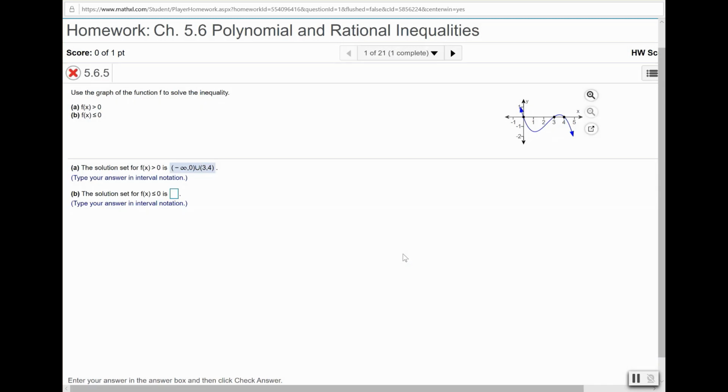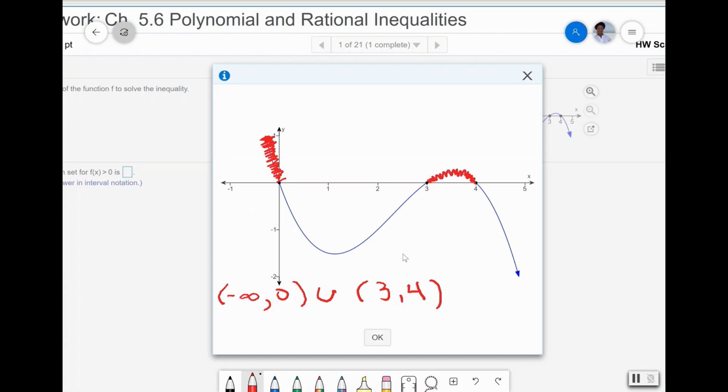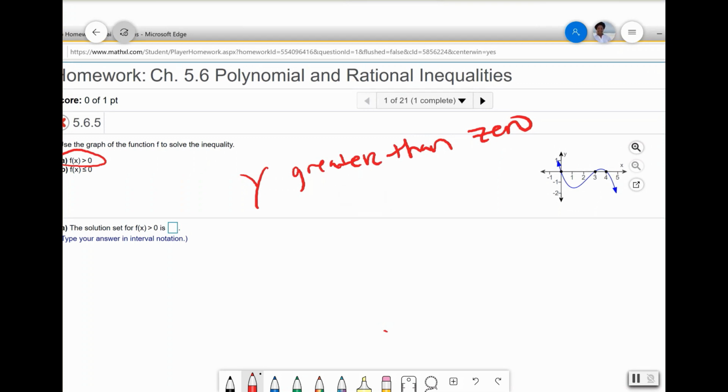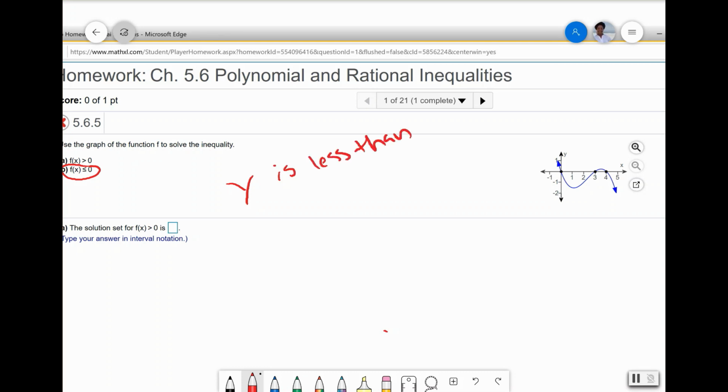It says f of x is less than or equal to, less than or equal to. So let me delete this part, right? Okay. So we want where the f of x is less than or equal to. Let me erase this part. Now we're looking at the second part, right? I want to know where the f of x is less than or equal to 0. Okay, f of x is the same thing as saying y. So y is less than or equal to 0.